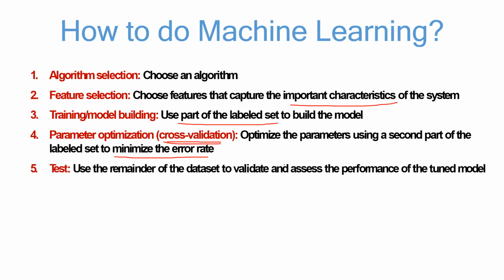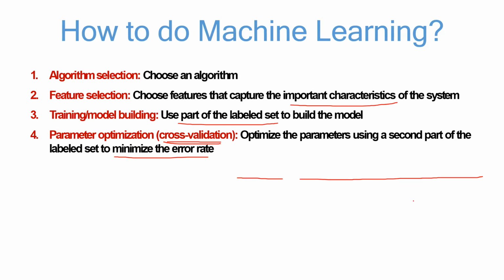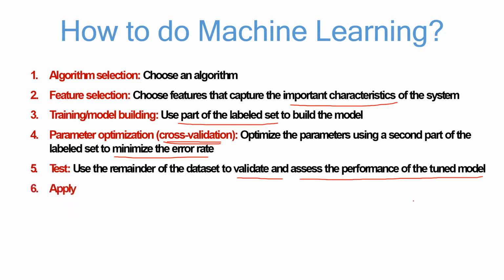And our fifth step is we test the built model. So using the remainder of the data set, what you call as test data, we try to assess the performance of the model that is built. So we validate and assess the performance of the tuned model. And finally, we apply. This is our sixth step. So these 6 steps help us to know how machine learning is to be done.